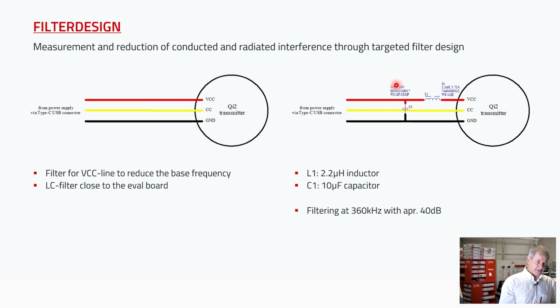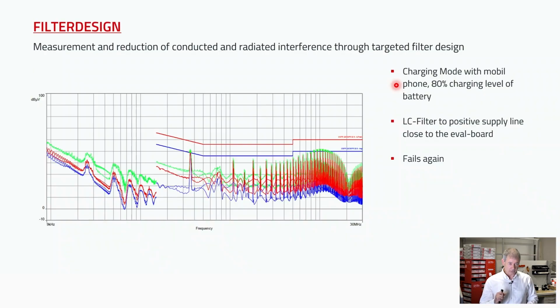Let's have a look at the measurement, what happens. Not so much. We can see here again a high peak at 360 kilohertz. Also, the other harmonics are not really smaller than before. That means maybe the noise comes out on another line, for example the CC line, because it's not a filtered line and it has less impedance than the filtered VCC line. That's the next trial.